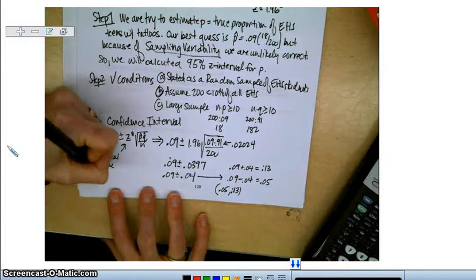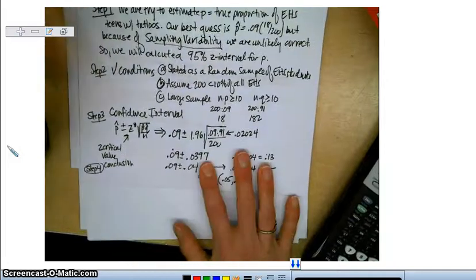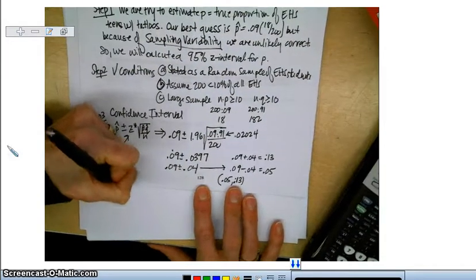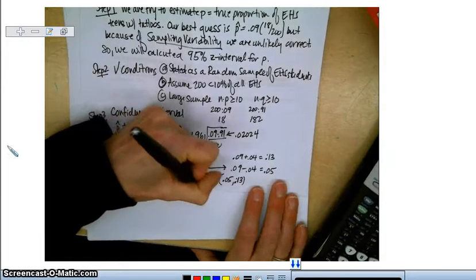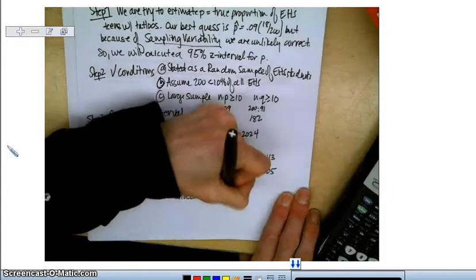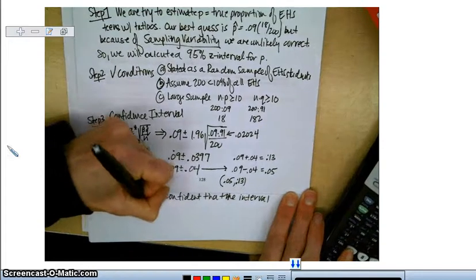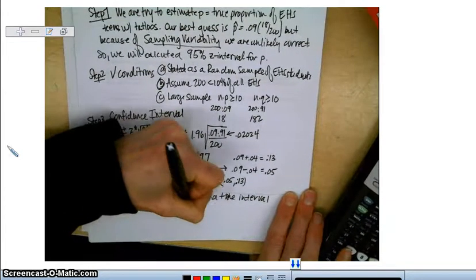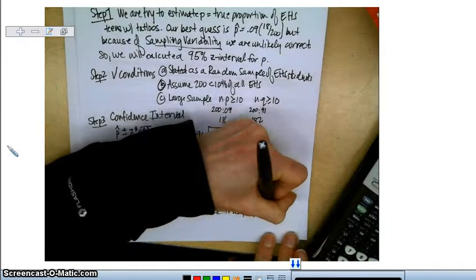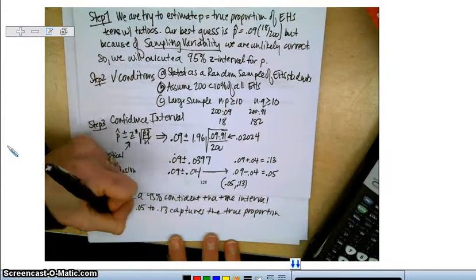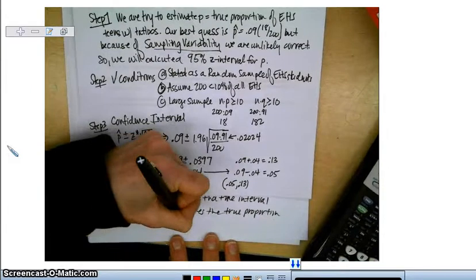You have to make your conclusion. Your conclusion should say something like, thus, we are 95% confident that the interval from 0.05 to 0.13 captures the true proportion of EHS students with tattoos.